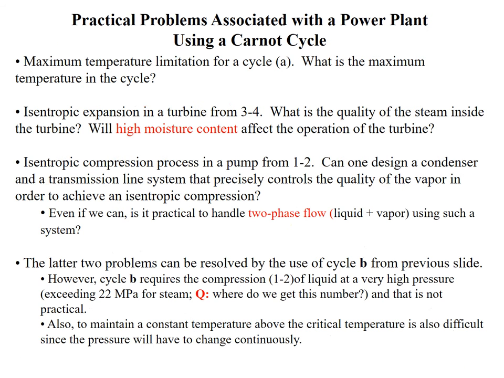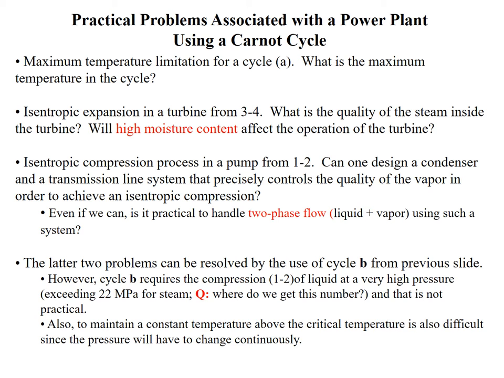So, Carnot cycle. We have studied it in the last slides; the same block diagram is used for the Carnot cycle. What's the drawback of the Carnot cycle? The Carnot cycle has 1 to 2 as a pump, 2 to 3 as a boiler, 3 to 4 as a turbine, and 4 to 1 as a condenser. Where will you get the maximum temperature limitations in the cycle? In the turbine, usually an isentropic expansion process, what is the quality of the steam? The moisture content will affect the operation of the turbine.